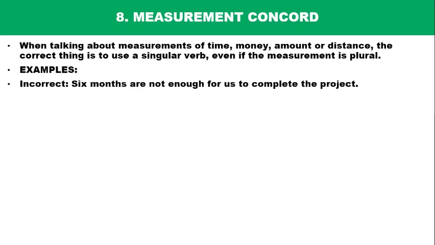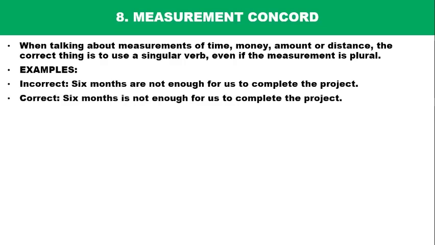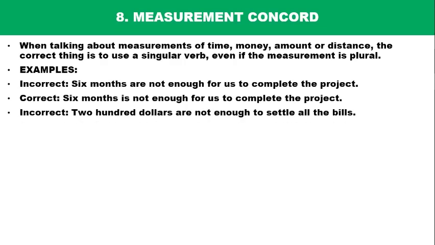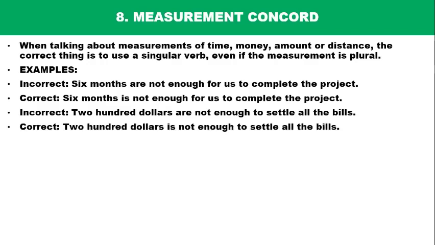6 months are not enough for us to complete the project. This is incorrect. Okay. The correct thing is to say 6 months is not enough for us to complete the project. Another example, $200 are not enough to settle all the bills. This is incorrect. The correct thing is $200 is not enough to settle all the bills.